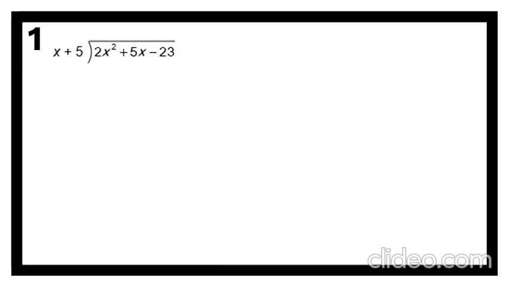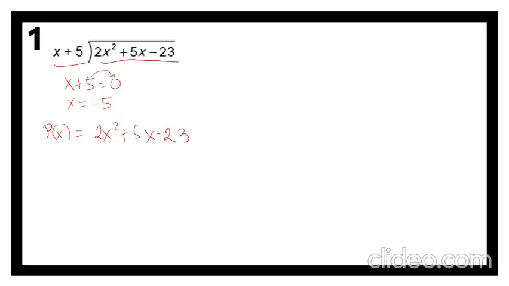Let's have an example. Itong example na to, ito din yung given ko sa long division and synthetic division. So, this is again our dividend and this is our divisor. Always get the opposite of the divisor by equating it to 0. So, x plus 5 equals 0. Lipat sa kabila, that will become x equals negative 5. And then write the given p of x, equals your dividend, 2x squared plus 5x minus 23.